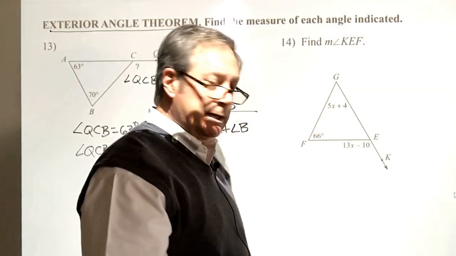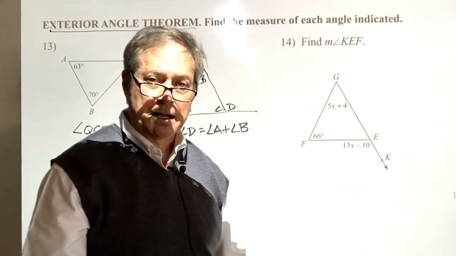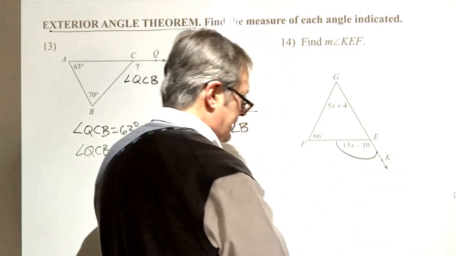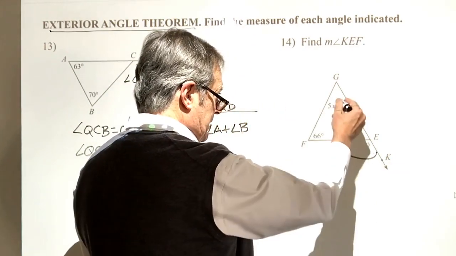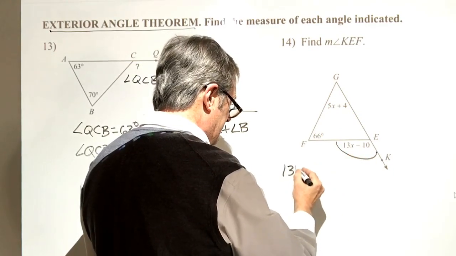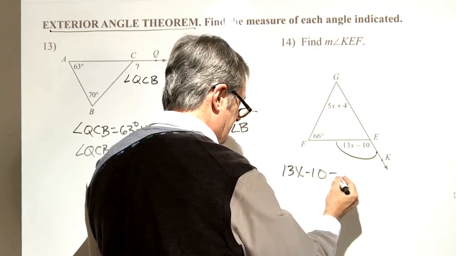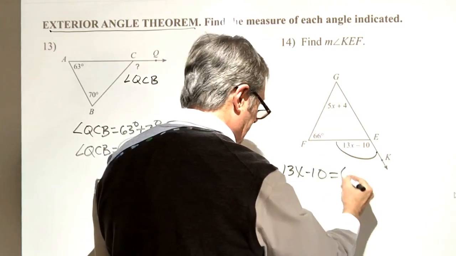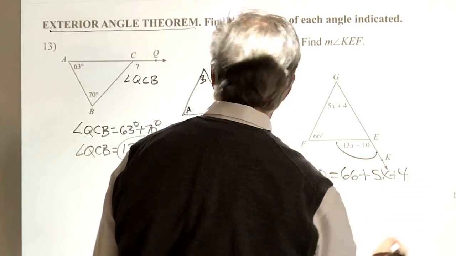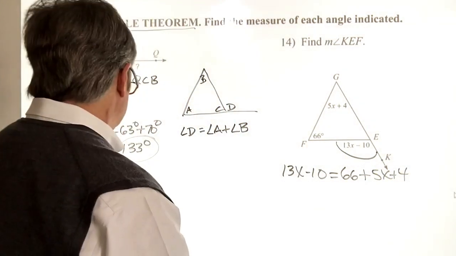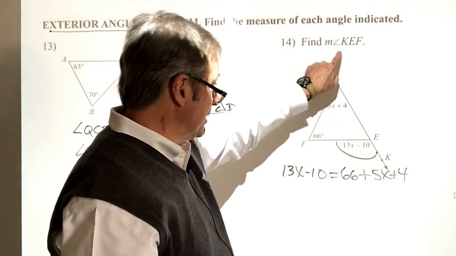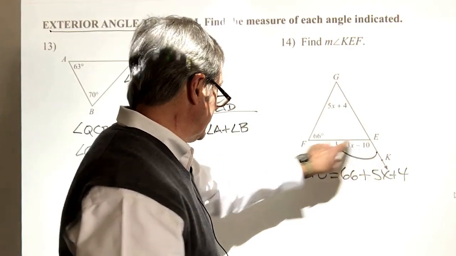Now, over in 14, where obviously we've got more algebra to do, it's still the same thing. This exterior angle, I'm drawing like that, we know this will be equal to the sum of these two. So we can just set it up this way. We know that 13x minus 10, that exterior angle, will equal 66 plus 5x plus 4. Now, I'm looking up here to remember that when we're all done solving for x, we need to plug it in because we need to find the measure of KEF.